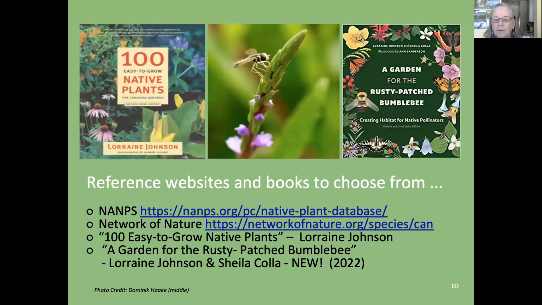So here are some excellent websites and sources, so you can look at the different types of native plants available in your area. First of all, there's the NAMPS plant database, and also a really excellent database called Network of Nature. And then there are two books, and I have them both here. Lorraine Johnson. Her first was 100 Easy to Grow Native Plants. And it characterizes plants into meadow, which is sunny and what most of us have in the city, and then prairie, which is west of Ontario, and then woodland habitat, which is shaded areas with some forest cover.